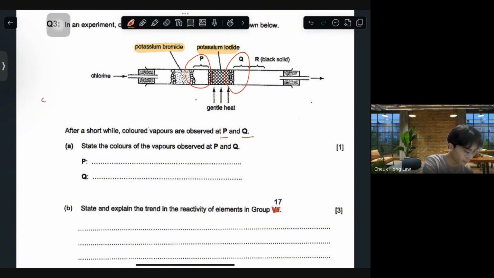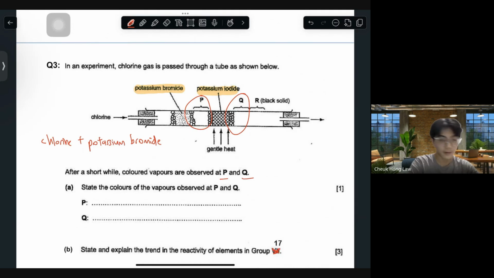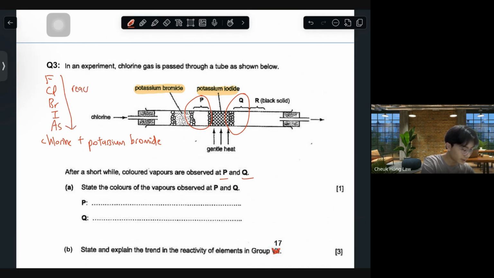So what happens when chlorine is passed through potassium bromide? This is obviously testing you on displacement. So we have to look at the reactivity. You have fluorine, chlorine, bromine, iodine, astatine. Down the group, the reactivity decreases. So chlorine is more reactive than bromine, so it is able to displace your bromide ions. If it displaces your bromide ions, both of them will swap sides.